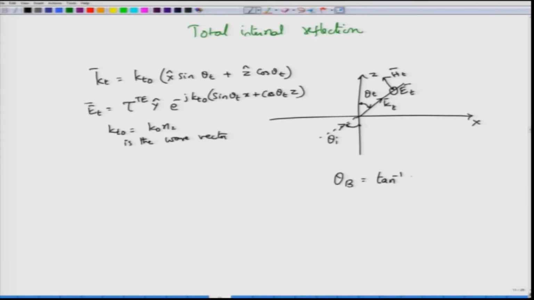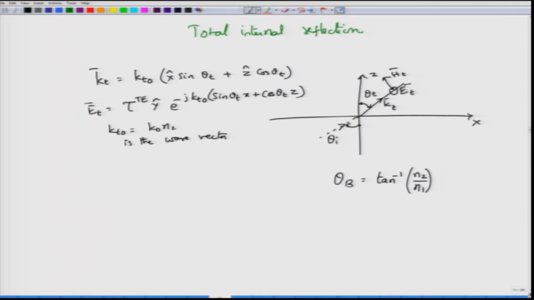This angle, the Brewster angle theta b, I did not give the expression for that and I did not want to derive it, but the expression is given by tan inverse of n2 by n1. So, for the previous case of n1 equals 1 and n2 equals 1.44, this angle works out to roughly 34 degrees. You can use a calculator and calculate that.